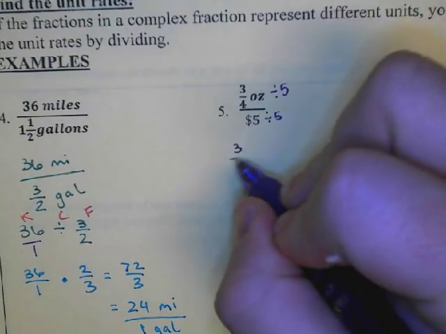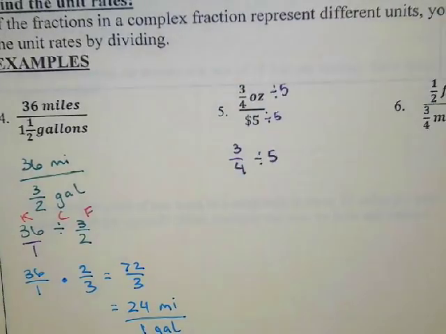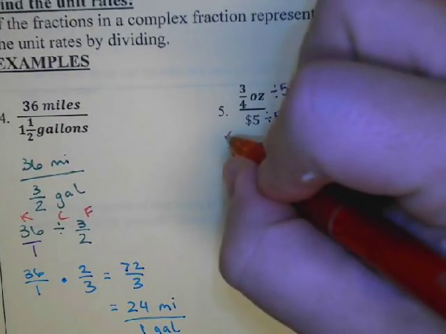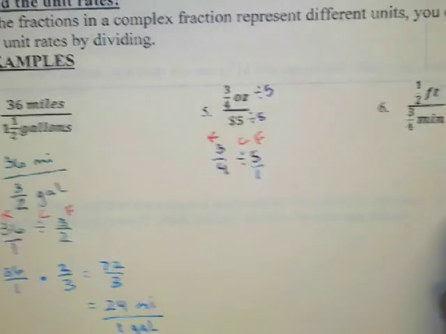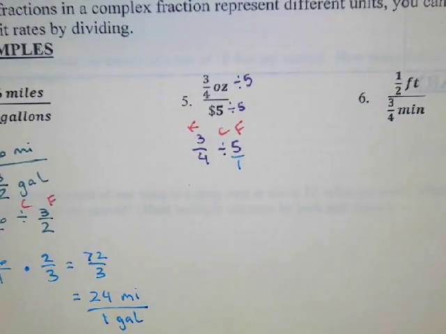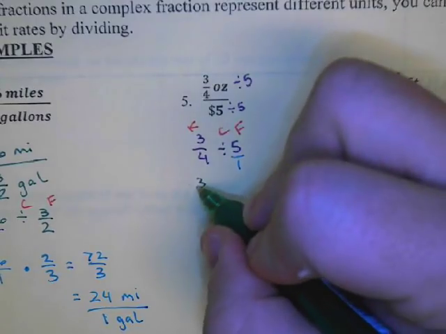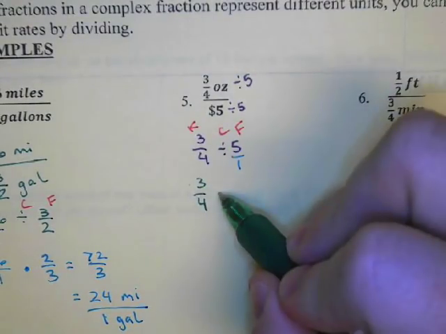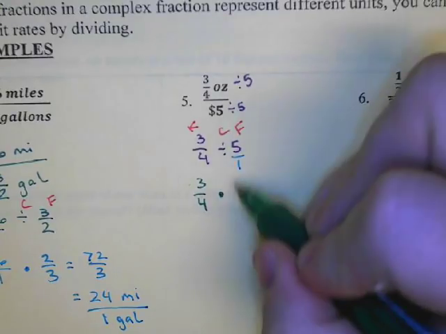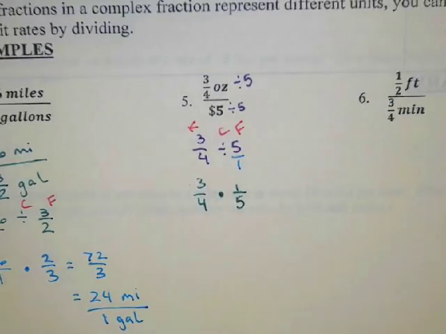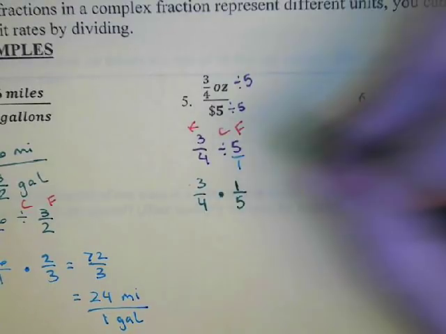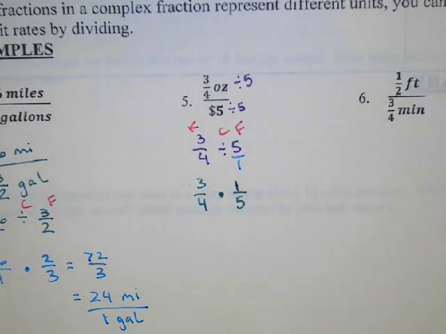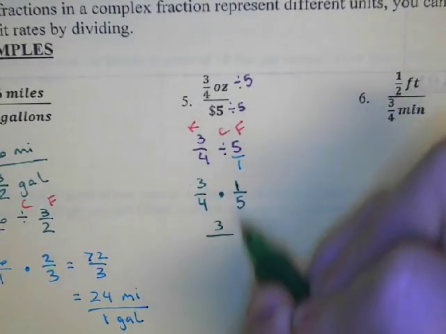I have 3/4 divided by 5. We'll need to put in our hidden over 1. And then we're just going to do our keep, change, flip. So we keep 3/4, change division into multiplication, and then we flip the 5 over 1 to 1 over 5. Now we multiply. 3 times 1 is 3, and 4 times 5 is 20.